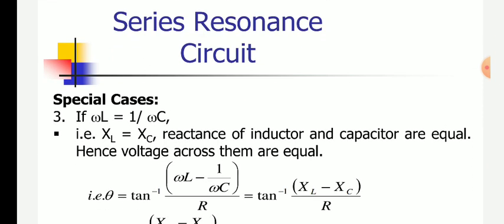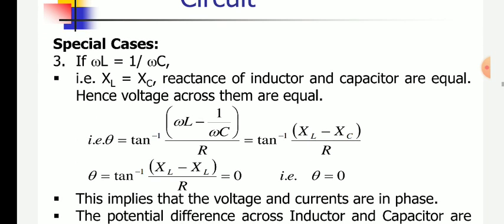Now the third special case is if omega L is equal to 1 over omega C, that is XL is equal to XC. The reactances of the inductor and capacitor are equal, hence the voltages across them are equal but opposite. Therefore, theta is given by tan inverse of (omega L minus 1 over omega C) divided by R, or tan inverse of (XL minus XC) upon R. Since XL is equal to XC, that becomes tan inverse of 0 by R. So, that is always 0. That means theta is equal to 0.